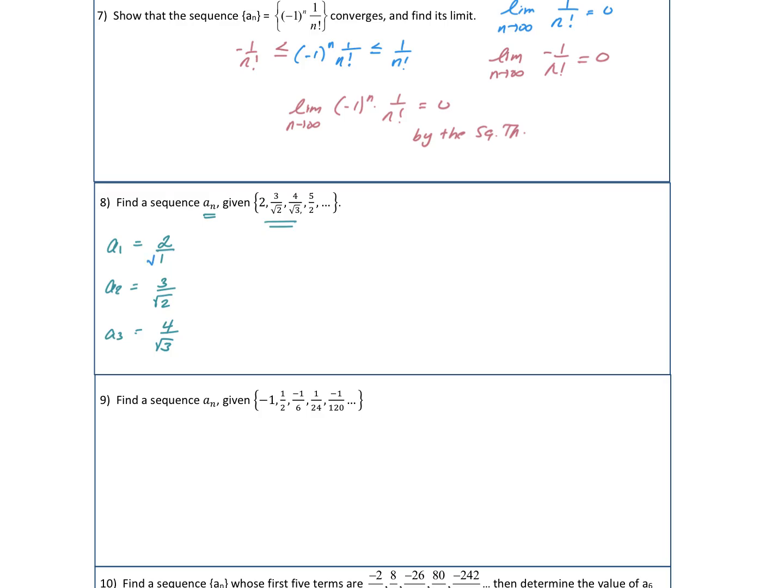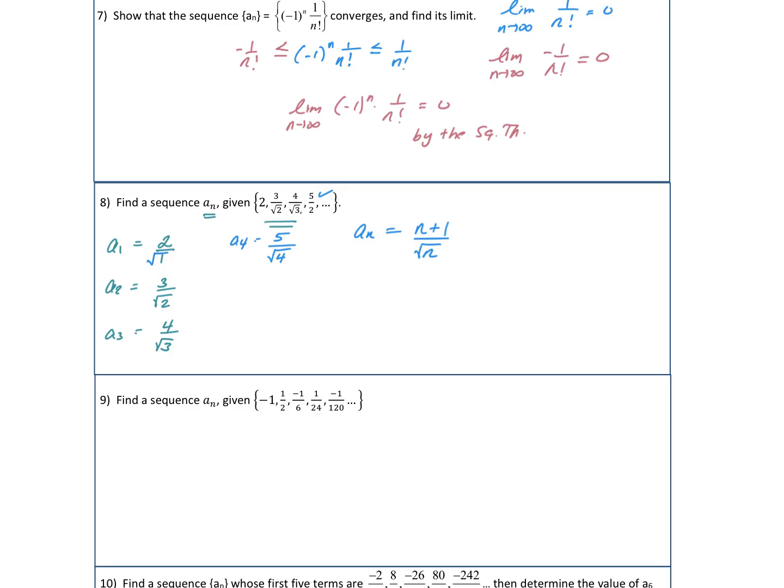I could even do this. So it looks like it's going 2, 3, 4, 5 in the numerator. The denominators are all square roots, because if I did a sub 4, we would get 5 over root 4, which is 5 over 2. So my a sub n, again, we want it in terms of n. It's going to be n plus 1 over root n.